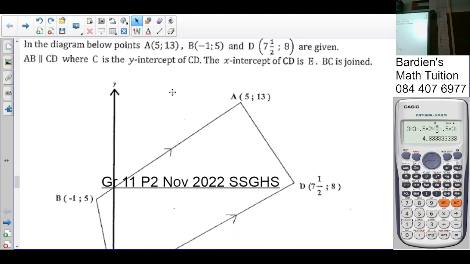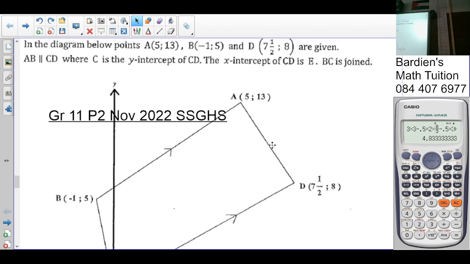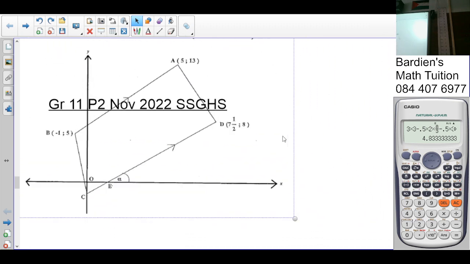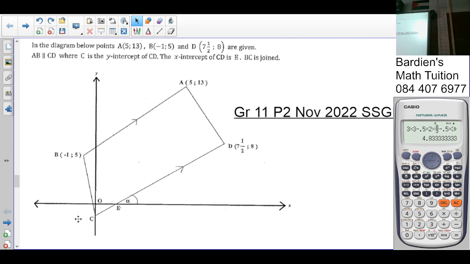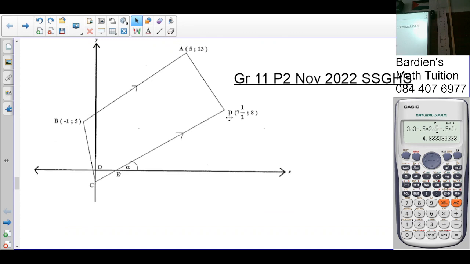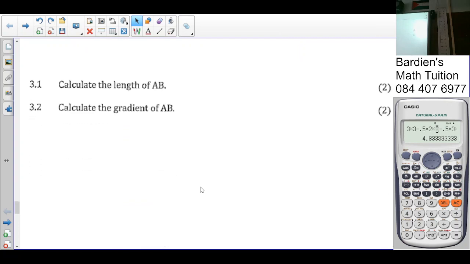We are told that in the diagram below, points A, which is 3 and 15, point D, which is 7.5 and 8, B, which is negative 5 and negative 1 and 5, are given. AB is parallel to CD, where C is the y-intercept of CD. Okay, it's also the y-intercept of BC. The x-intercept of CD is E, BC is joined. Right, everything that we need is on this diagram, not so? Alright, let's see what they have in store for us here.